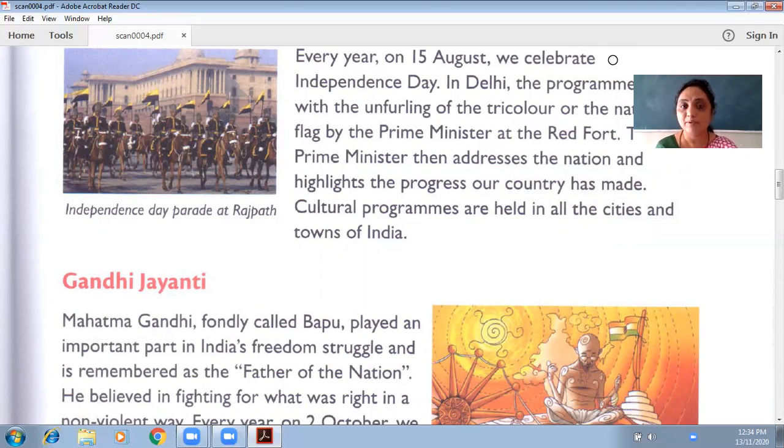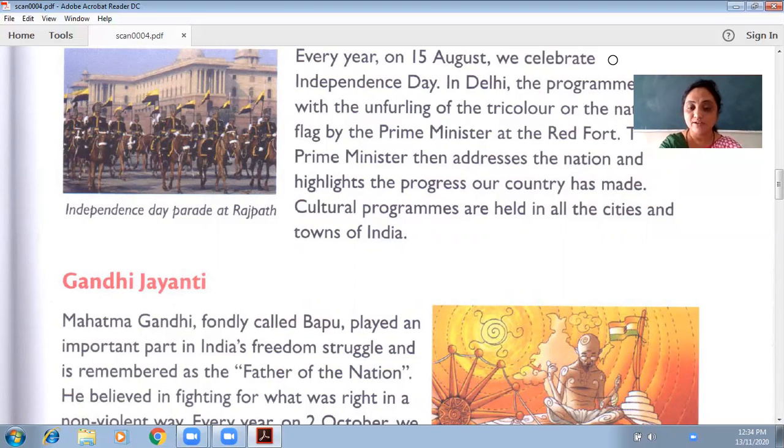So in Delhi, the program begins with the unfurling of the tricolor, the national flag, by the Prime Minister at the Red Fort. The Prime Minister addresses the nation on that day and speaks about the highlights of our nation. Cultural programs are held in all the cities and towns of India.